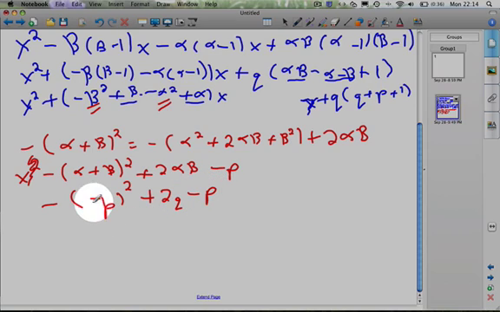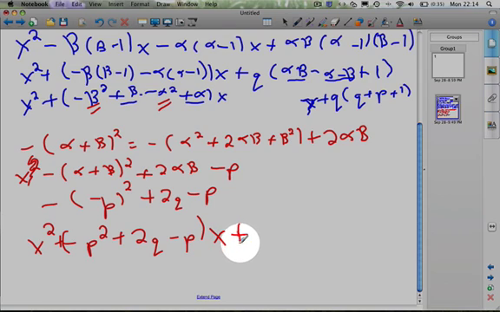Okay? So negative squared becomes positive, and therefore all together at the end of the day you get x squared minus p squared plus 2q minus p x, and on the right hand side we had plus q plus p plus 1. Okay, and that brings us to the end of that problem, number 5.